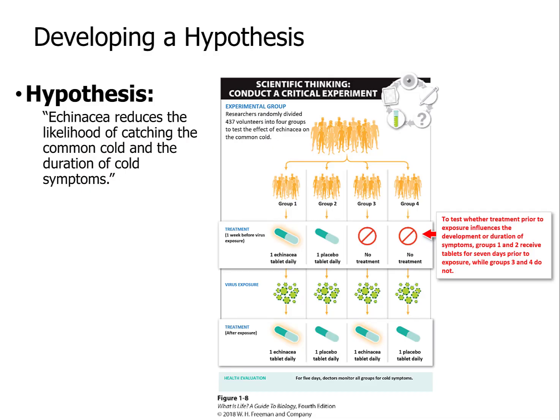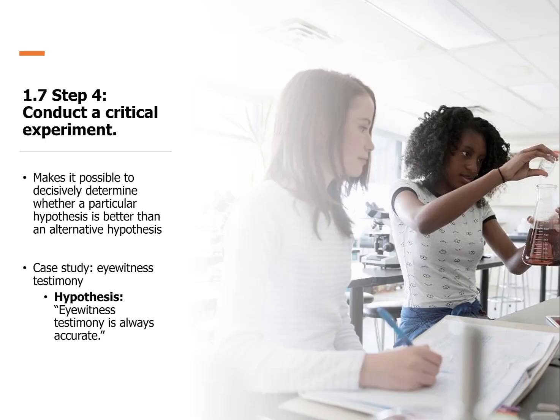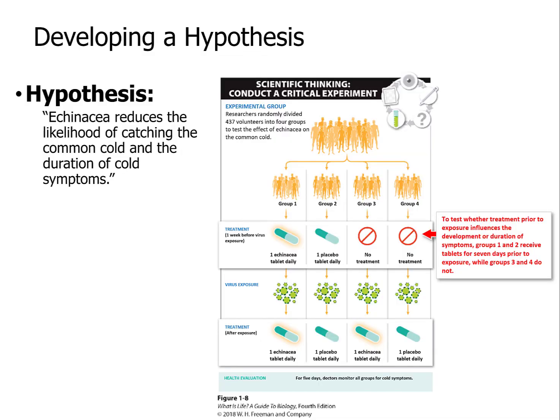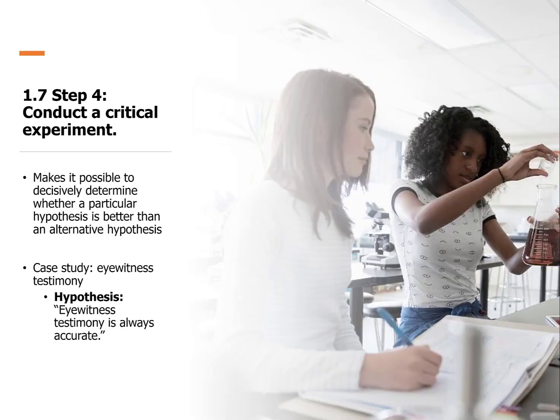So here's another example. Echinacea reduces the likelihood of catching a cold, and here is the experimental design. We have 4 groups. One gets echinacea, one group gets a placebo, and 2 groups get no treatment. You get a virus exposure, and treatment after exposure is echinacea or placebo. Whoops, go back. 1 echinacea tablet daily and 1 placebo tablet daily for those who didn't get treated. That would be interesting to see what the results are.